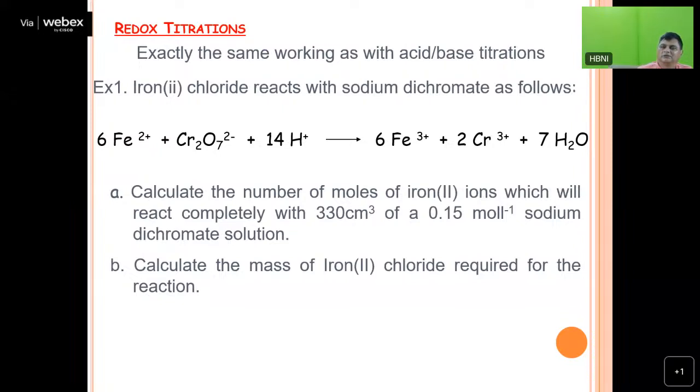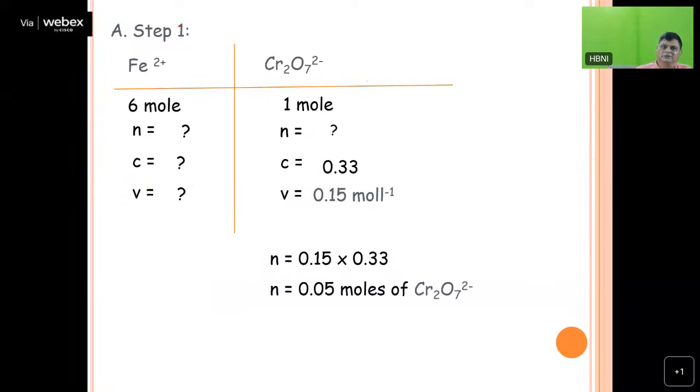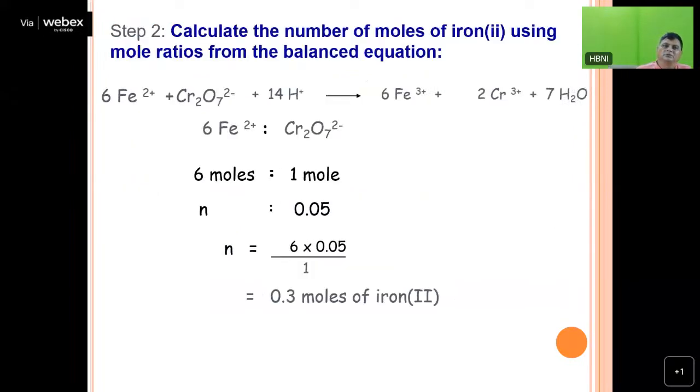So the number of moles of the iron we can calculate by using again that Pascal's triangle equation. This is how we come to know the number of moles, and using the balanced equation, 0.3 moles of the iron chloride had been utilized for 1 mole of the potassium dichromate.